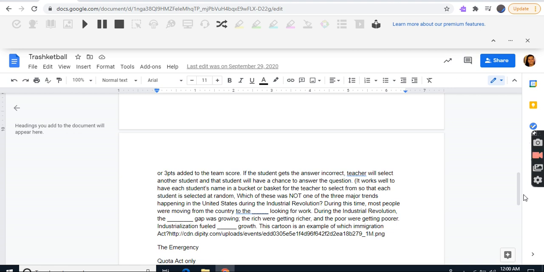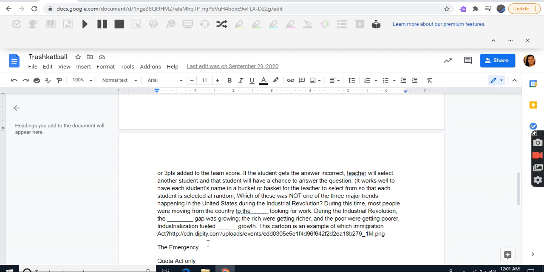Which of these was not one of the three major trends happening in the United States during the Industrial Revolution? Most of the people were moving from the country to the blank looking for work. During the Industrial Revolution, the blank gap was growing. The rich were getting richer and the poor were getting poorer. Industrialization fueled blank growth. This cartoon is an example of which Immigration Act?